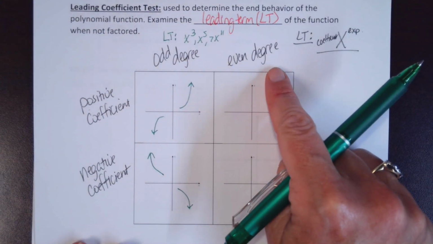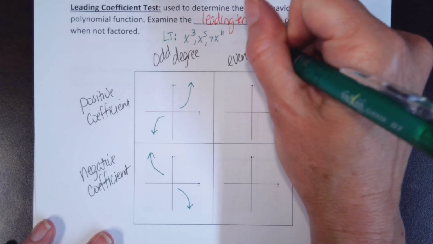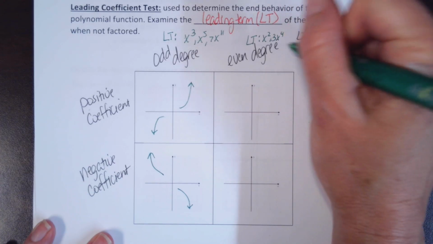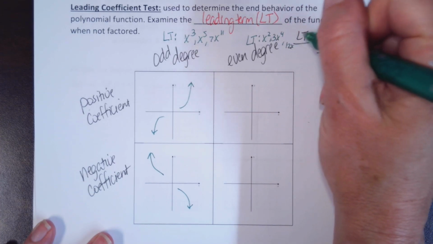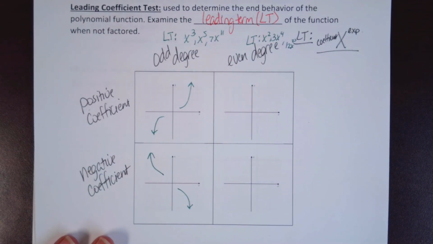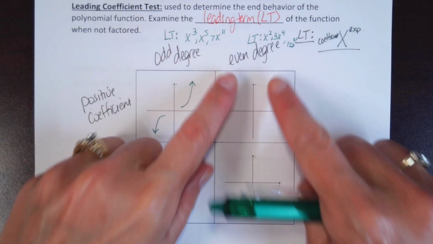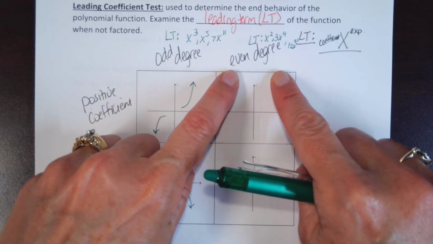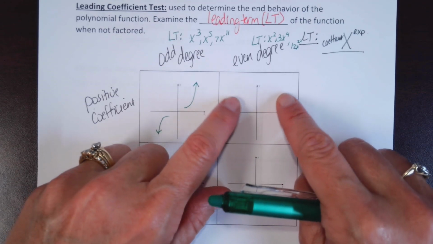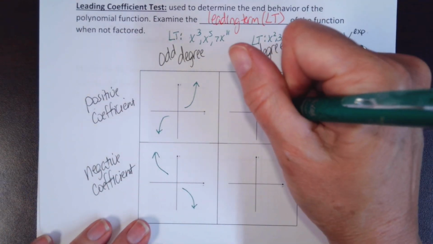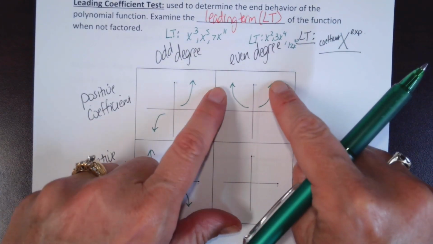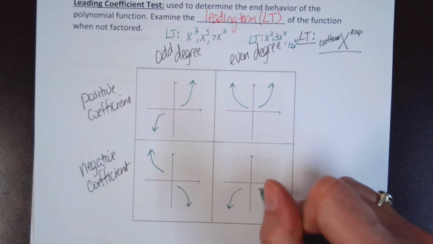Now, for my degree, if it's even, if my leading term is x squared, 3x to the 4th, 12x to the 20th, even degree, those ends are going to even out. They're going to go together. Both go up or both go down. If it's positive and you're smiling, both ends go up. So if it's even and positive, both ends go up. If it's even and negative, both ends go down.